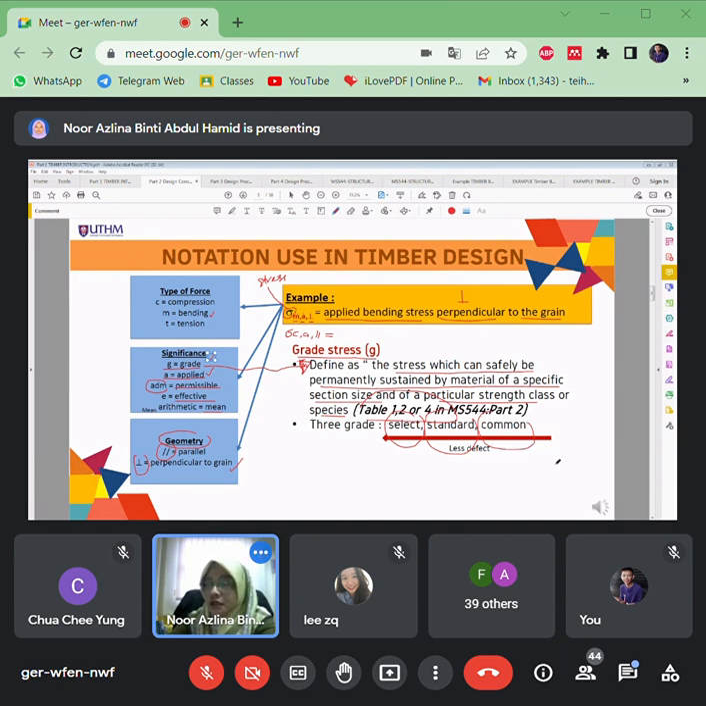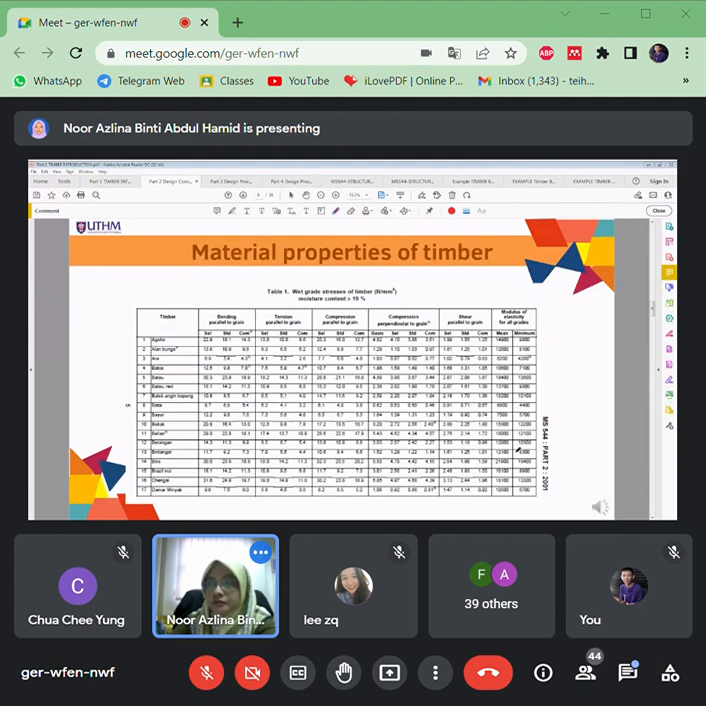The first one is select, with fewer defects. So once it has fewer defects, it is stronger. Again, it depends on the question. If it mentions standard, you have to refer to the standard values for the timber, or select or common types for the timber. Okay, this is the table.